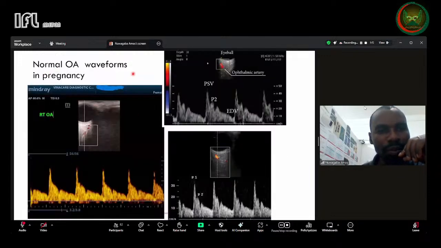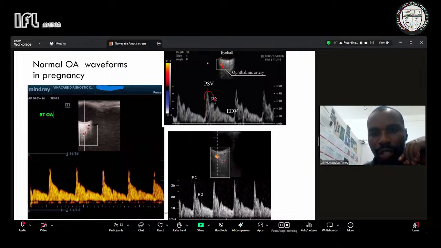So the normal waveforms in pregnancy are high resistance. We know they are high resistance when we see this notch. This is what has been described as the dicrotic notch. Dicrotic in the sense that the waveform has two peaks. The first peak, as we know, due to the pressure wave from the heart, should be a very sharp one. And because the normal waveform or the normal flow in a pregnant woman should be high resistance.